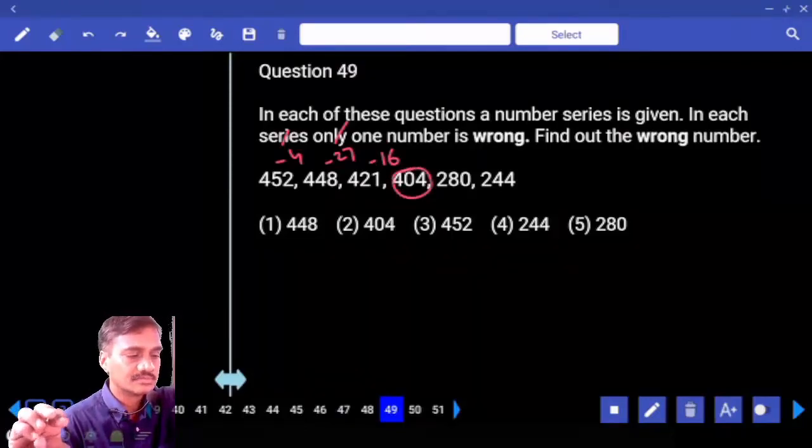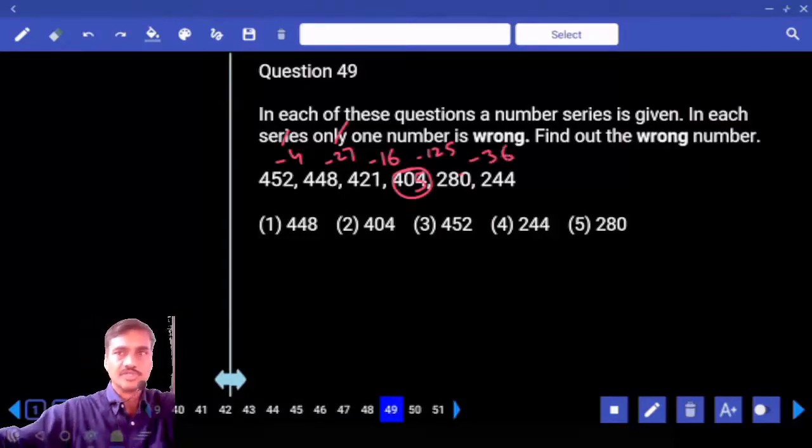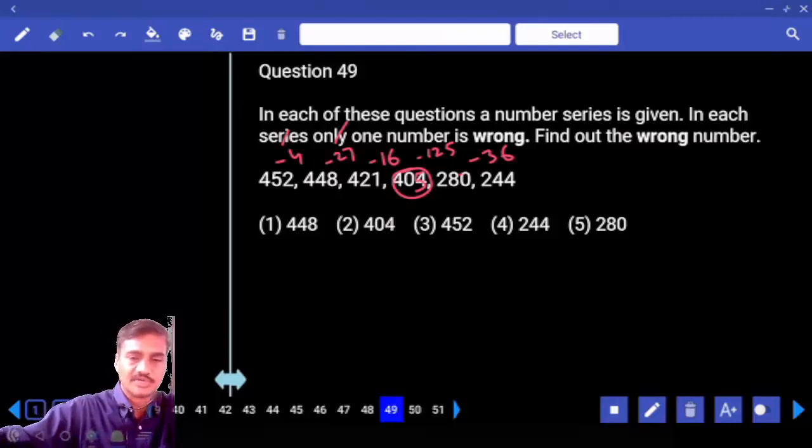So what is the wrong number? 404 is the wrong one. Does that fit? 2 square 3 cube 4 square. And 21 minus 6 means 405 should come. 405 minus 125, so we got 280. And next one minus 36. 2 square 3 cube, 4 square 5 cube, 6 square 7 cube. The wrong number is 404 and the correct number is 405. Choice 2, 49.